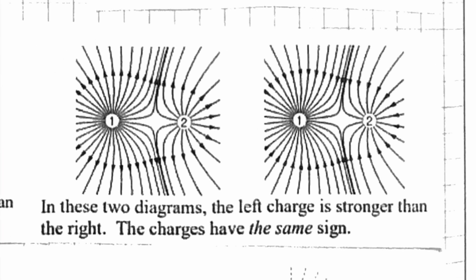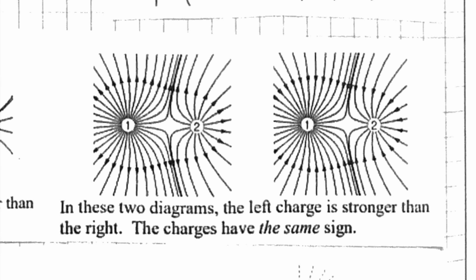Here, the charges have the same sign. The field lines are going away from both of them. Again, the charge on the left has more lines. Charge on the right, less lines, so less magnitude of charge. And there would be a spot right here in the center where the electric field would be 0 for each of these.